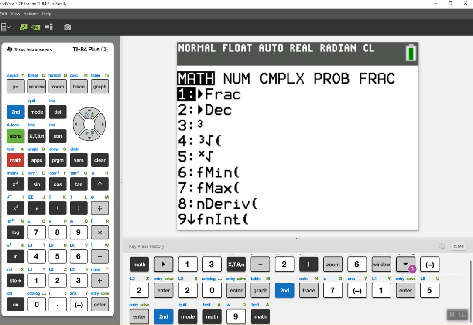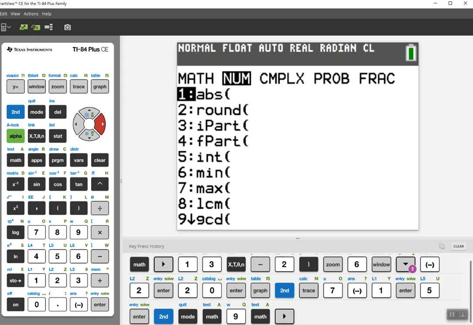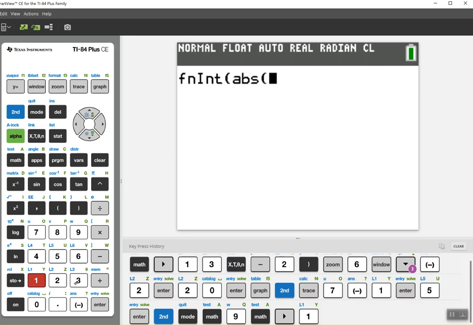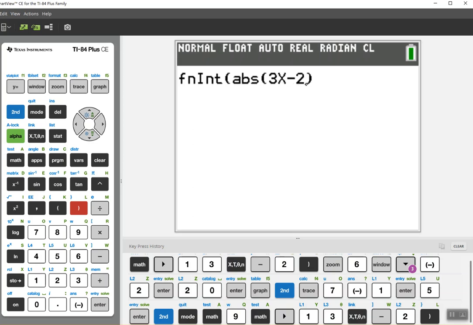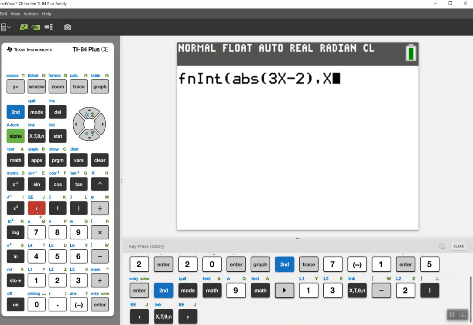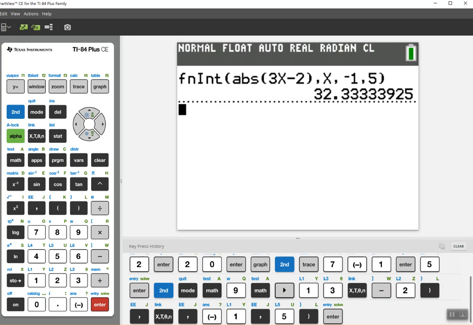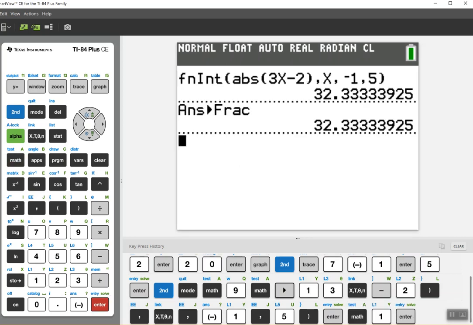So math again, move over to the right to get to the numbers, pick the very first option, 3x minus 2, close the parentheses. This means that the end of the absolute value is done. Now we're going to tell the calculator what letter we used, then what's the lower bound, then the upper bound. As you can see, it's the same number, sort of, like the one we saw on the previous screen. It was 32.33, but we want a fraction. So we're going to click math 1, and unfortunately in this case, it's not going to convert to a fraction. So I'm going to have to kind of work it out by hand, but this is the number I'm shooting for.